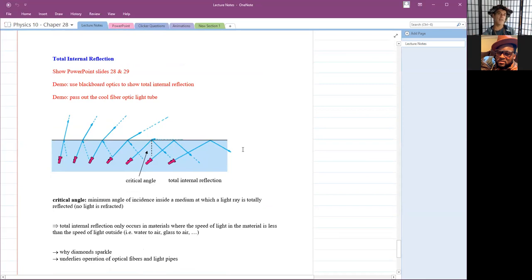So on Thursday, I'll finish up the chapter. And what I'll probably do is I'll have a little bit of time left over. I'll go through the chapter 28 homework, and then we're done.